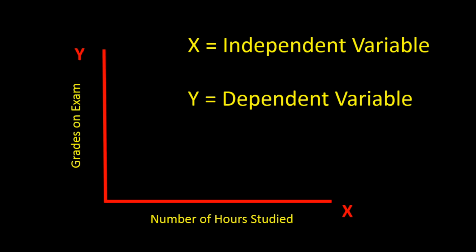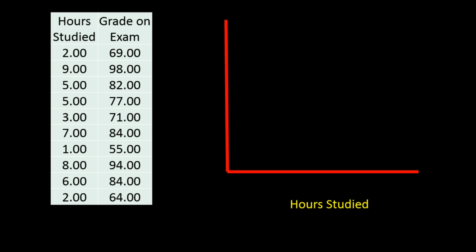Let's take a look at some sample data that I have. Here I have two columns of numbers. One is with the number of hours students studied, and the second column has their corresponding grades on an exam. There are 10 sets of numbers here. To begin, let's draw our horizontal and vertical axes and label them by putting the number of hours studied on the x-axis, the horizontal axis, and grades on the y-axis, the vertical axis.